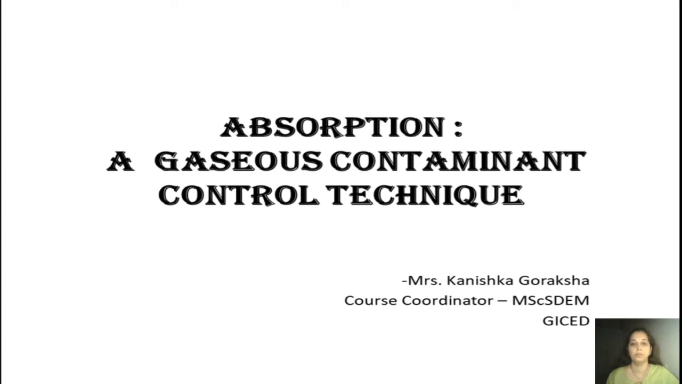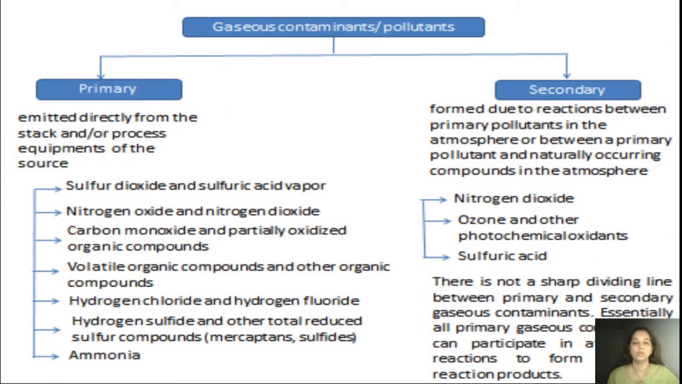Welcome. Today we are going to learn about absorption, which is a gaseous contaminant control technique for air pollution control. So, let us first classify the gaseous contaminants or pollutants. They are classified into two categories: primary pollutants as well as secondary pollutants.